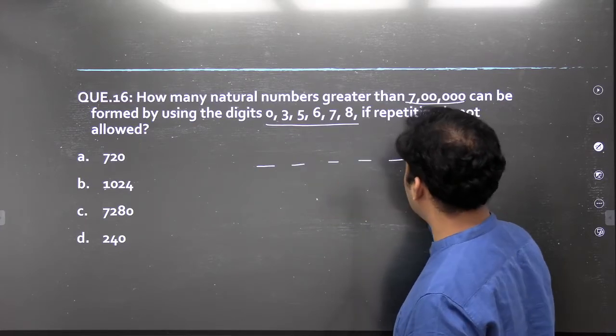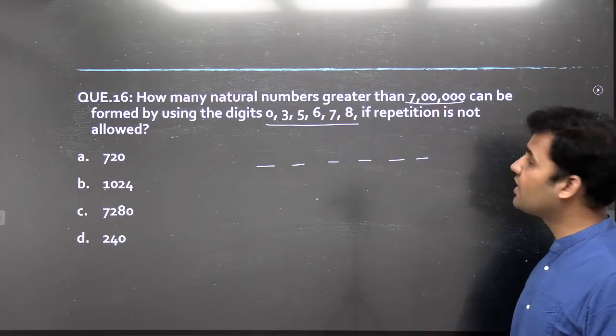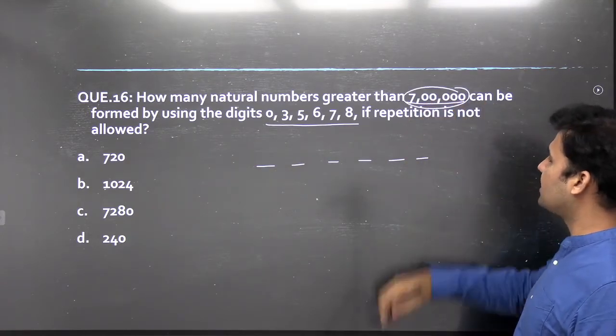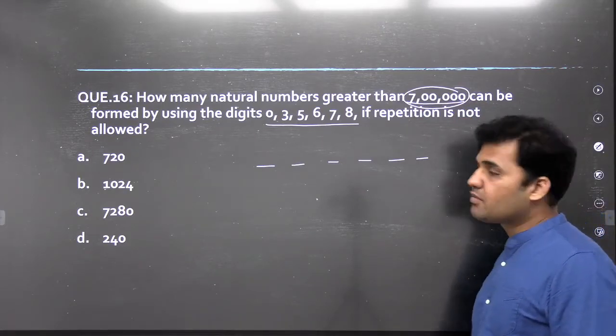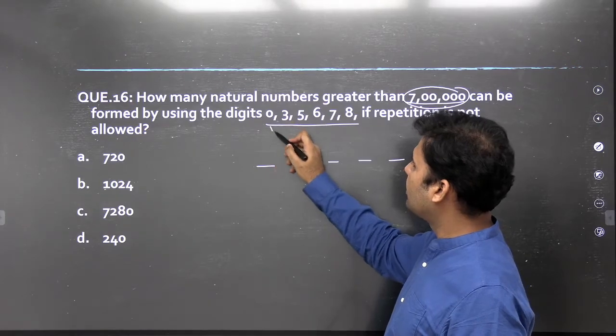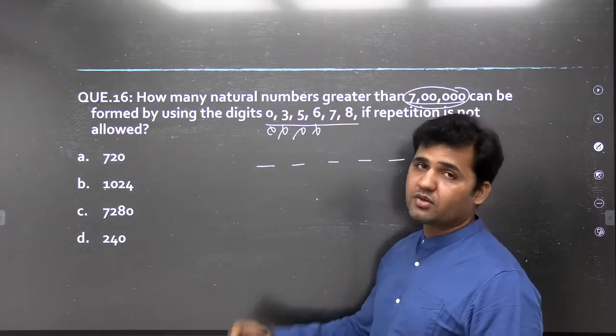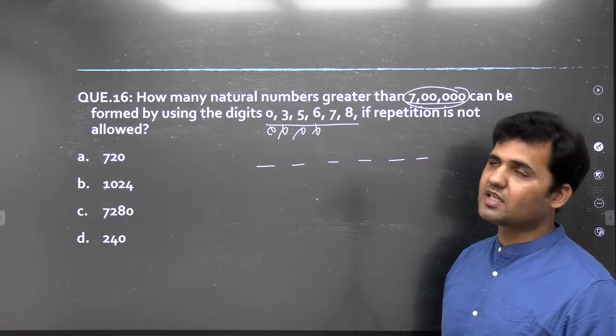I have to make a 6-digit number, otherwise how can this number be more than 7 lakh? 7 lakh has a total of 6 digits. Okay, to make the number more than 7 lakh, can I use 0 here? No. Can I use 3 here? No. Okay, can I use 5 here? No. Can I use 6 here? No, right? You cannot use these digits, because then the number will not be more than 7 lakh.